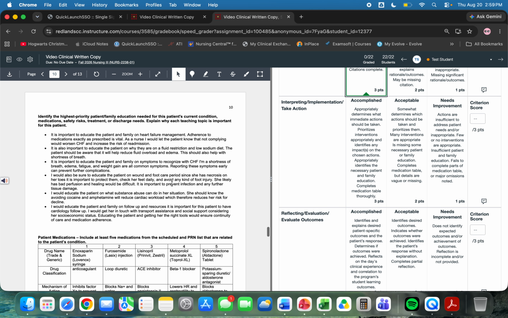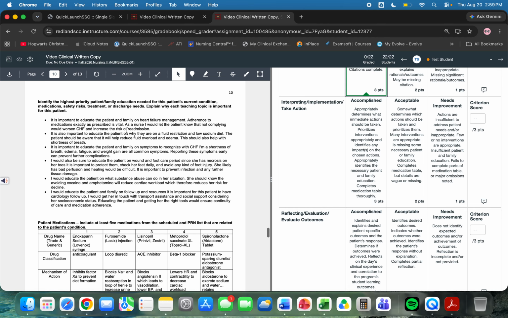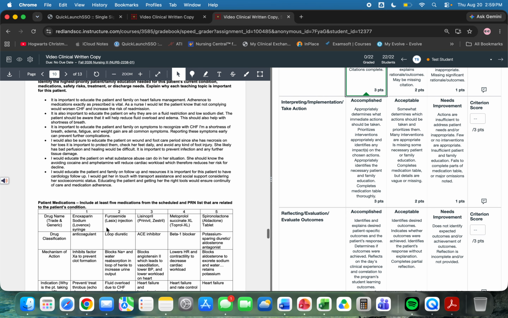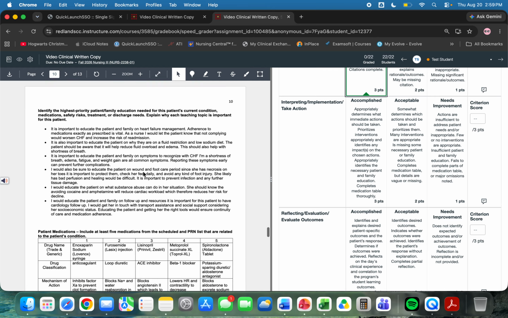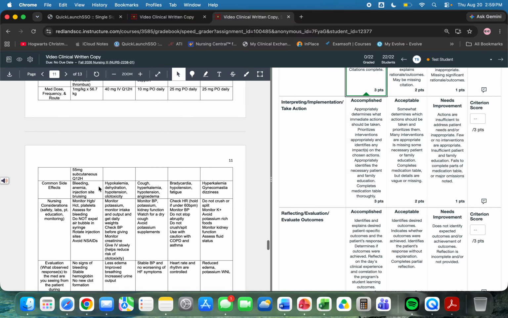So the next section inside here too is what is the highest priority patient or family education needed for this patient. She identified quite a bit, it looks like, on education. So educating the family on how to manage heart failure, right? Adhering to your medications, why they're on a fluid restriction. Again, this piece needs to match the clinical picture. We need to make sure that what they're educating them on matches everything else up here that they've identified as the priority problem.